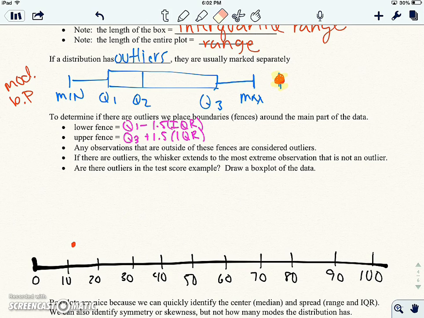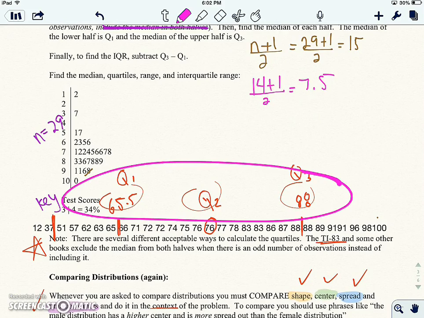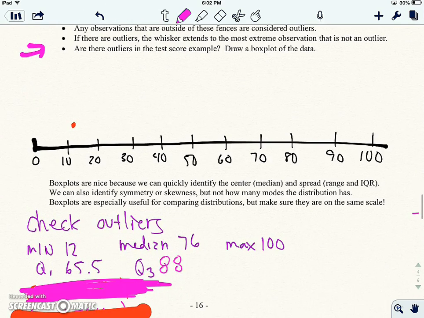So here we go. We were down to where it says, are there outliers, in the test score example. But instead of the test score example, I'm going to go back up to the stem and leaf plot that we had and draw a box plot. So we're using this data here. I'm taking all of this information that we've already found and bringing it down here.